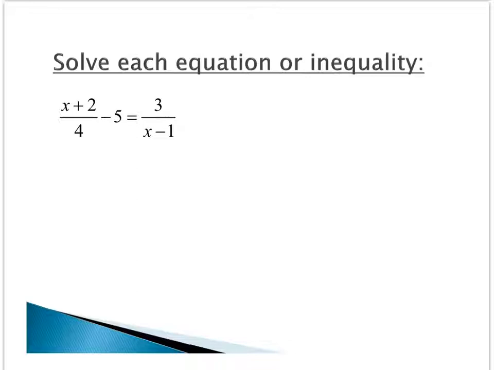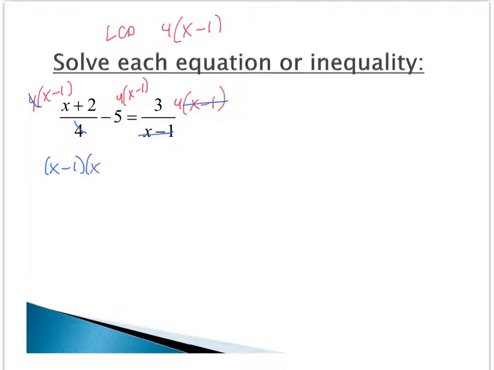When solving rational equations, we want to find the lowest common denominator and multiply it on all terms. For this problem, our LCD is 4 times x minus 1. So we are going to multiply 4(x minus 1) on all terms. What ends up happening is that the terms that are fractions, the denominators will cancel, and any terms that are not fractions, you'll just have to multiply through. The resulting problem is (x minus 1)(x plus 2) minus 5 times 4 times (x minus 1) equals 3 times 4, or 12.